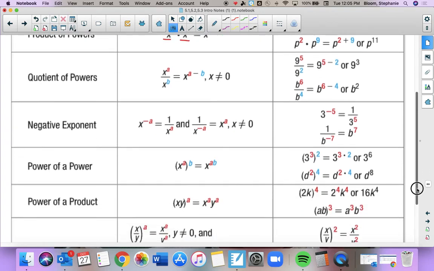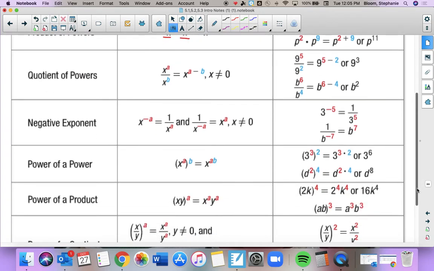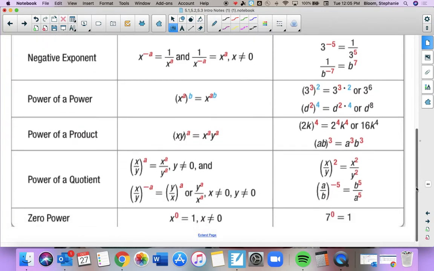Okay? Power to a power, multiply the exponents. Power of a product, that just means if I have more than one thing inside the parentheses, I distribute the exponent into both. Same thing for power of a quotient, I distribute into both. And then always remember, anything to the 0 power, the entire thing becomes a 1. So x to the 0 power is 1. 7 to the 0 power is 1. You always want to change that in your problems. Okay? Does anyone have a question about that before we start doing some examples?